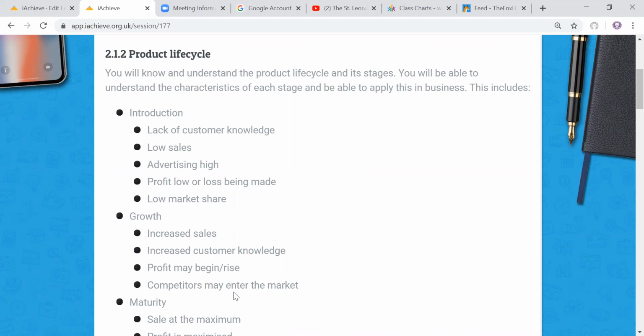So product growth would feature increased sales, increased customer knowledge, profit may begin or rise, and competitors may enter the market. That's the essence of what I'm looking for there. Then similarly with product maturity, define the maturity phase and indicate what the key attributes are of the maturity phase.